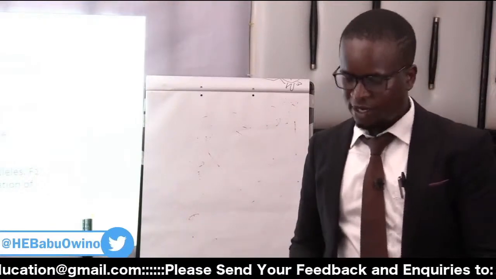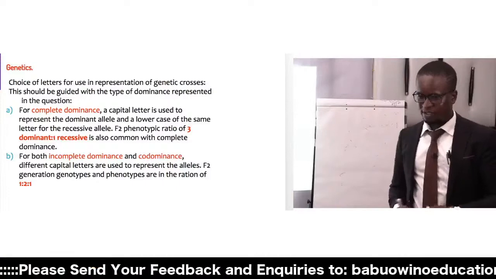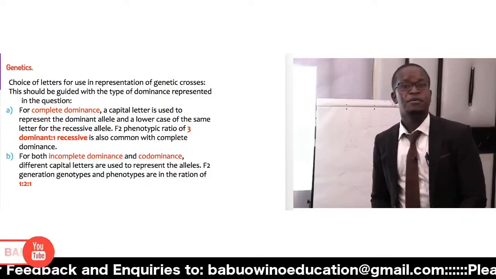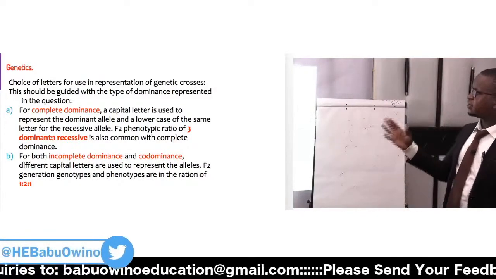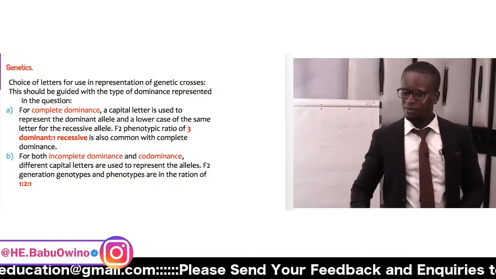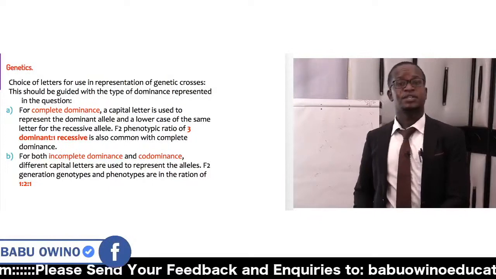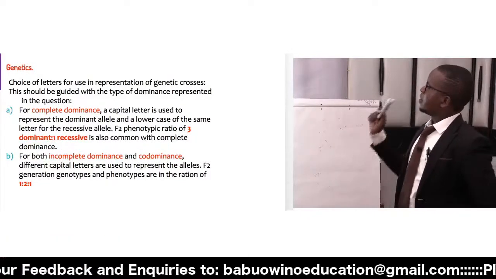And then the choice of letters, remember, usually differs with the kind of inheritance pattern. By now you need to remember that we always have three common inheritance patterns that we learn. We have complete dominance, we have incomplete dominance, and we have codominance. And we always have very serious issues when it comes to students distinguishing these inheritance patterns.